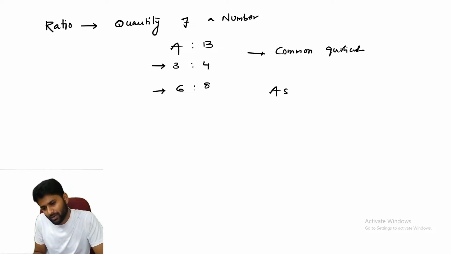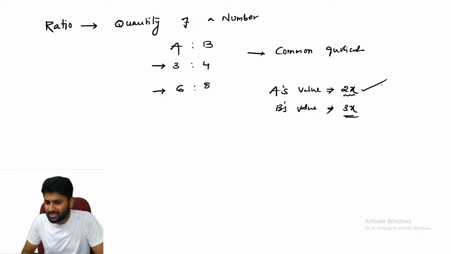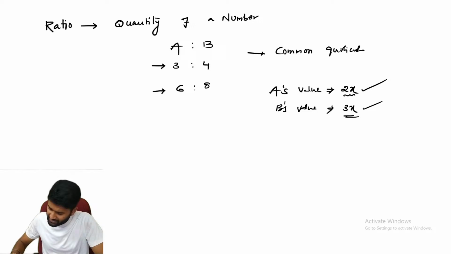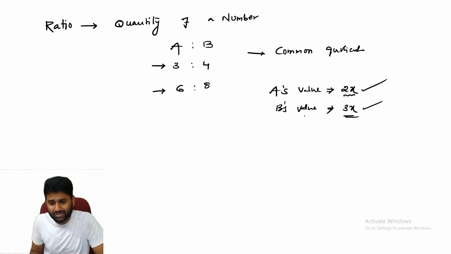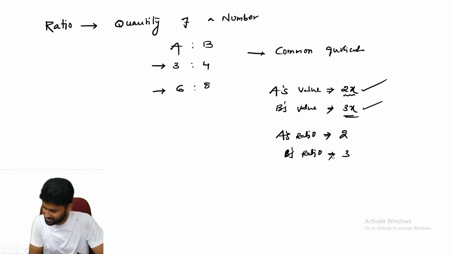For example, what is A's value? Guys, A's value is exactly equal to 2x. So this is an exact number. 2x is an exact number. What is B's value? B's value is an exact number, 3x. Now see, A's value is a multiple of 2, B's value is a multiple of 3. If you observe the common point, x is the common quotient. In the same way, A's ratio means how many quantities A has: two quantities. What about B's ratio? B's ratio is exactly equal to 3 quantities.